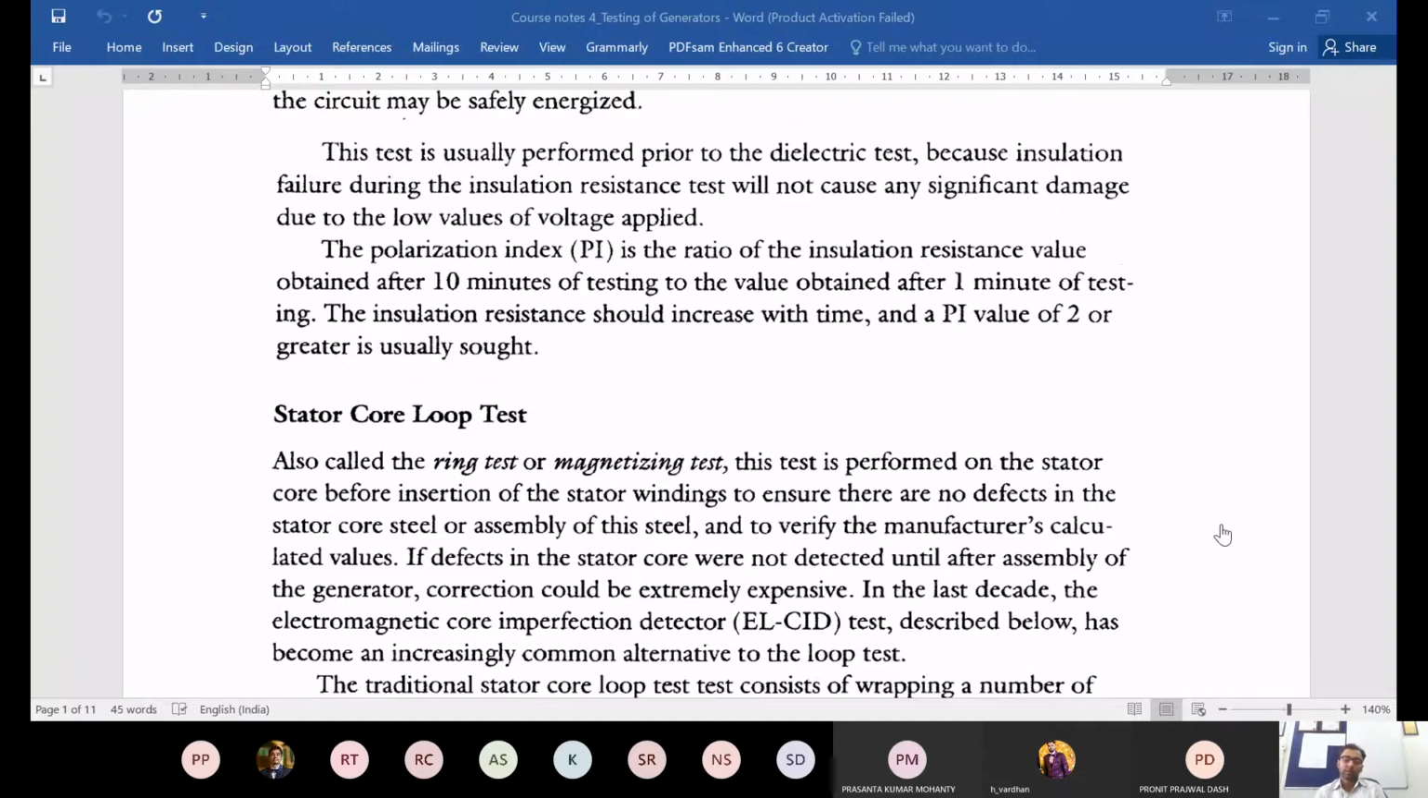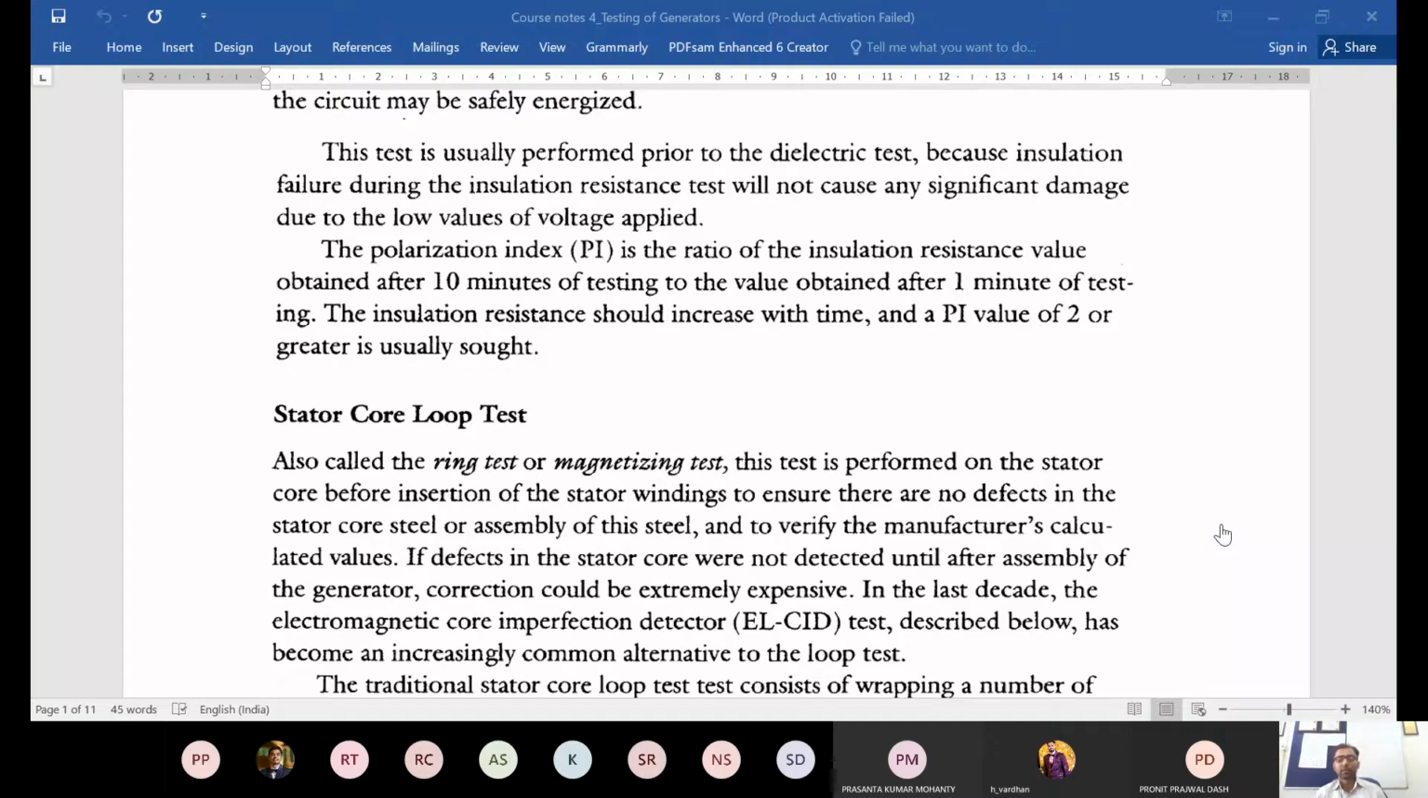Conceptually, the insulation for your winding is basically acting like a capacitor. We apply the voltage across the insulation, and this insulation acts like a capacitor and keeps on absorbing some charge, which is known as dielectric absorption. If you put a voltage supply across a capacitor, gradually the voltage will build up. It will not be instantaneous. It will take some time for the voltage to build up across the capacitor.